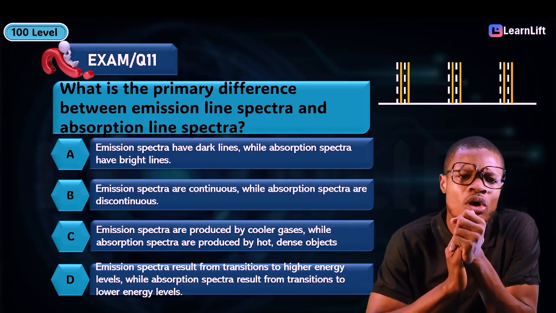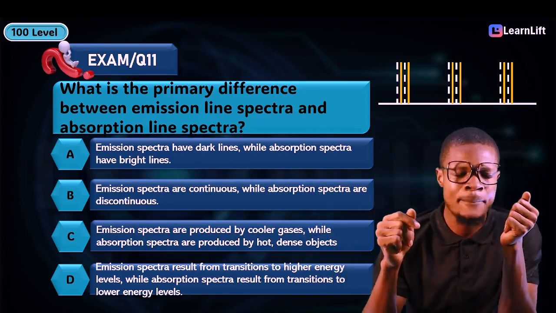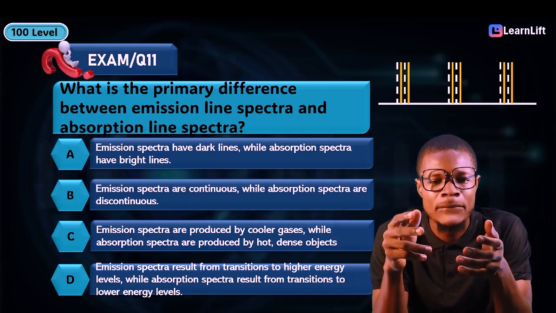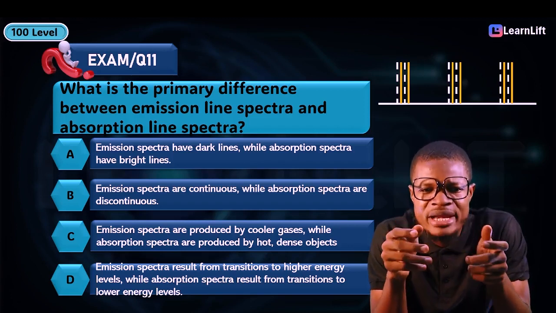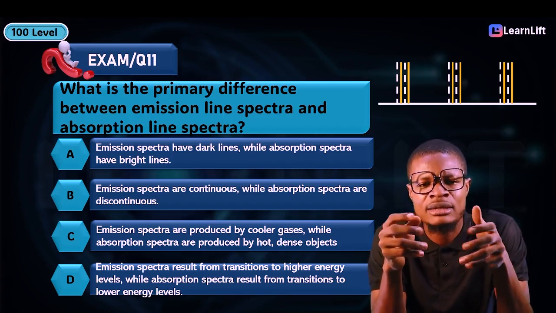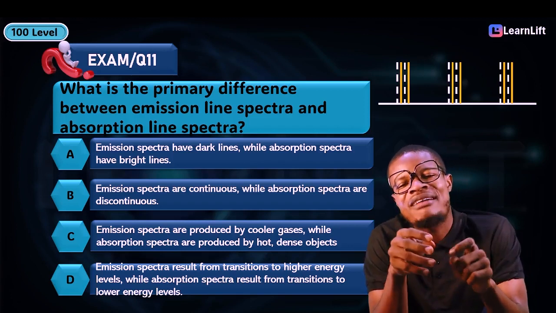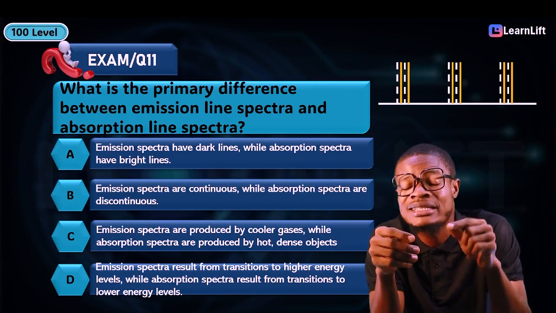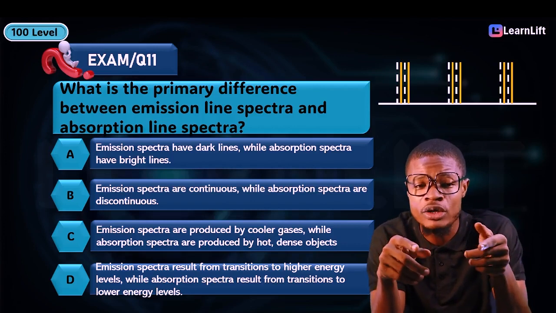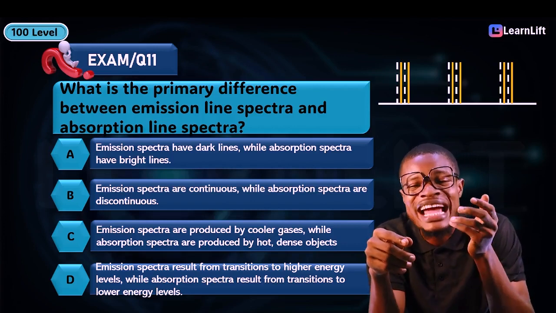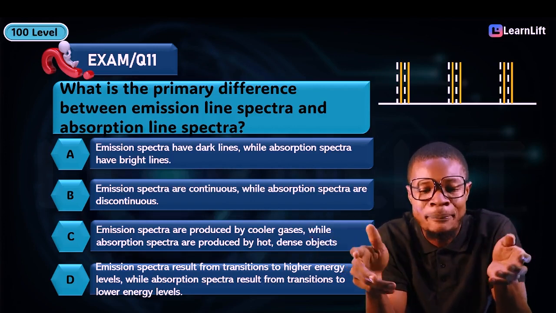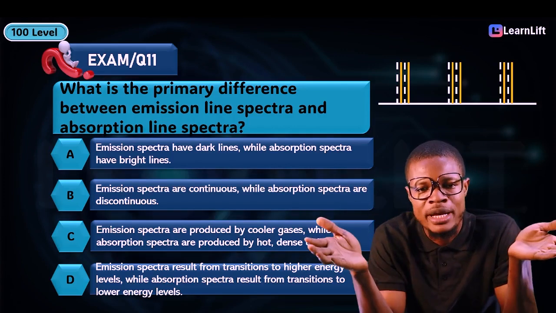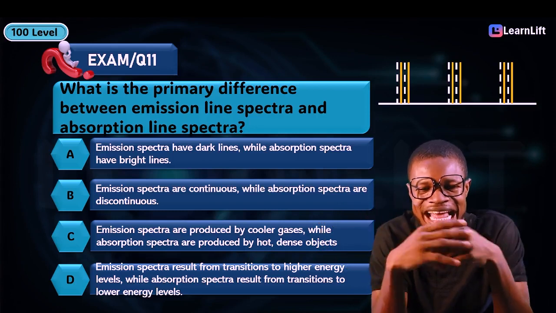Choose the answer. Have you gotten it? When you get the answer, let's go together. Pause. Okay, let me analyze everything one by one for you. The primary difference between emission line spectra and absorption line spectra. Let's start with option A. Emission spectra have dark lines, while absorption spectra have bright lines. Is that truly correct? That's wrong. It's the opposite of each other. Emission spectra have bright colored lines on a dark background, while absorption spectra have a continuous spectrum, and then they have dark lines.